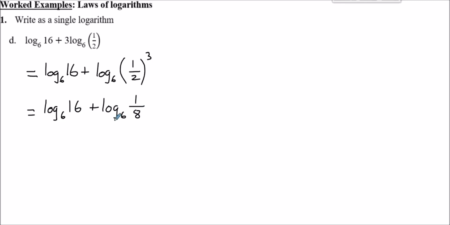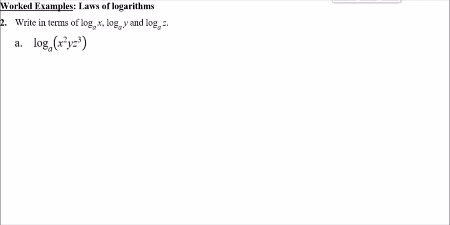We can combine these into one log using the multiplication law of logs. So that's going to be log base 6 of 16 times 1/8, which is obviously going to be 2, and then we're done.